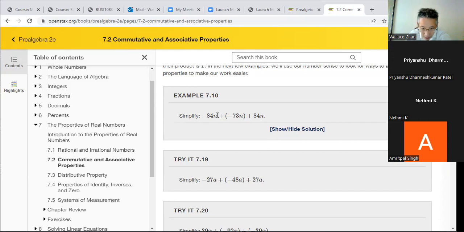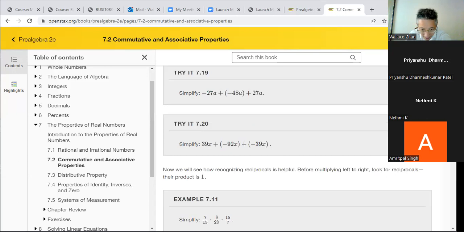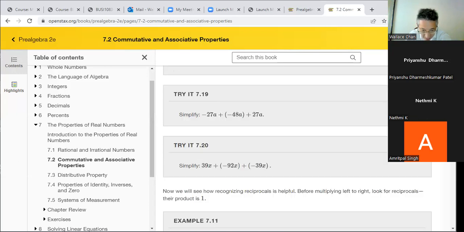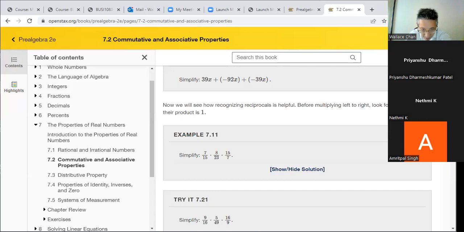Now, first of all, you try to find the like terms. So n is the like term. And then negative 84 plus negative 73. So which is? The answer is minus 73, because of the minus 84 and the plus 84. Then you add plus 84n. So in other words, it's negative 73n. Yes, negative 73n, simplified.